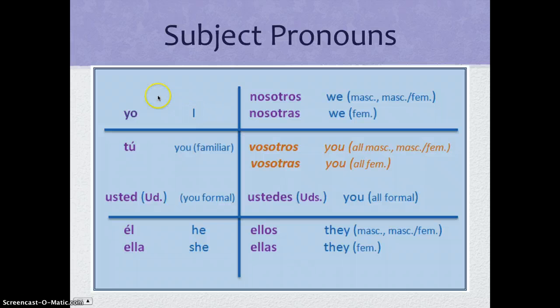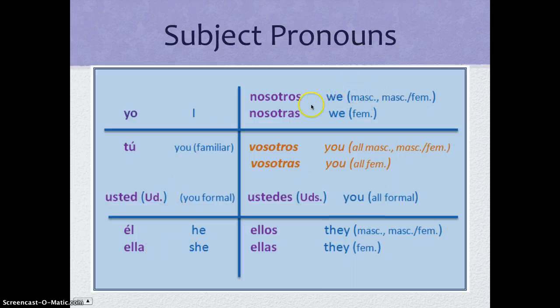To say I, you say yo. To say you, you say tú. Now, the part that gets tricky is in Spanish when you're speaking to a person that is older than you, like an elderly person or an authority figure, you use the formal version of you, which is usted. To say he, you say él. To say she, you say ella.